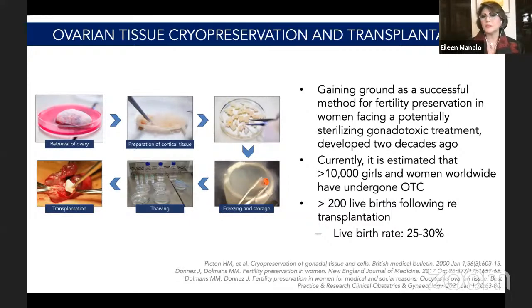And as we know, it's been around for the past 2 decades. It's gaining ground as a successful method for fertility preservation in women facing a potentially sterilizing gonadotoxic treatment. And currently it is estimated that more than 10,000 girls and women worldwide have undergone ovarian tissue cryopreservation, resulting in more than 200 live births following retransplantation, with a live birth rate of 25 to 30%.